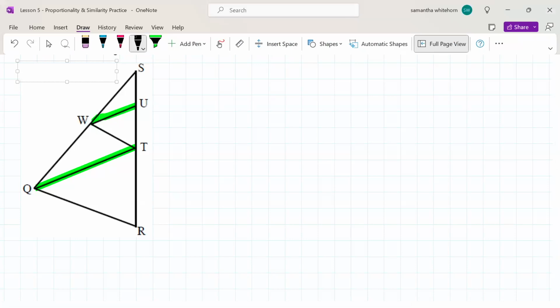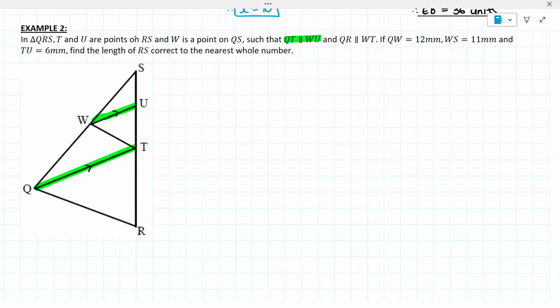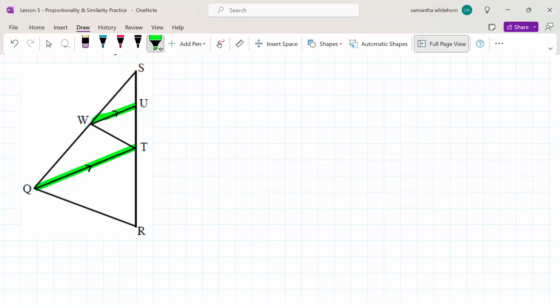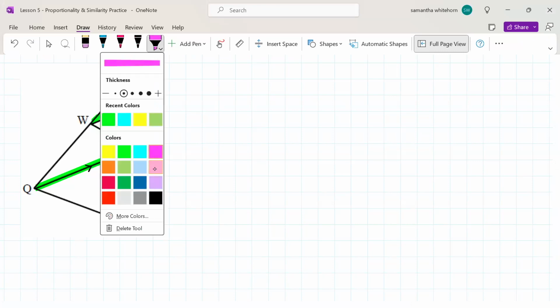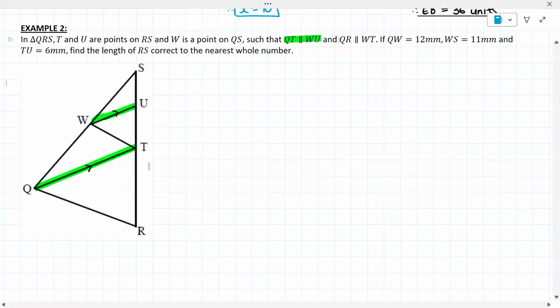Right, so remember guys, I know this seems like a silly statement. Parallel lines have the arrows. Equal line segments have the strike or the line marks on them. Right, so we're given that, and QR parallel to WT. These are now my pink parallel lines here.